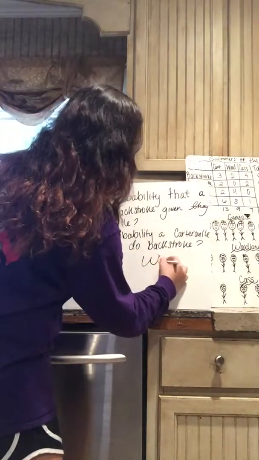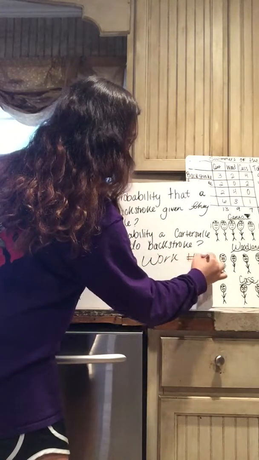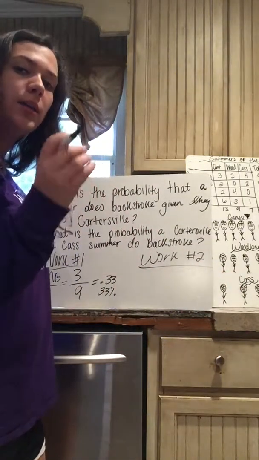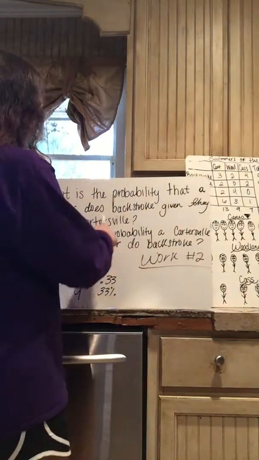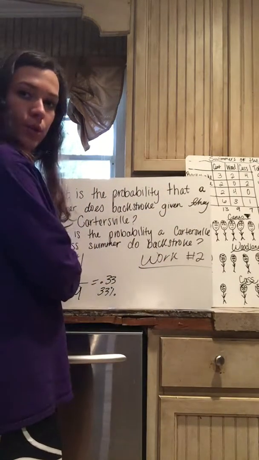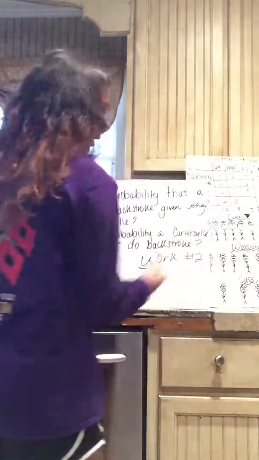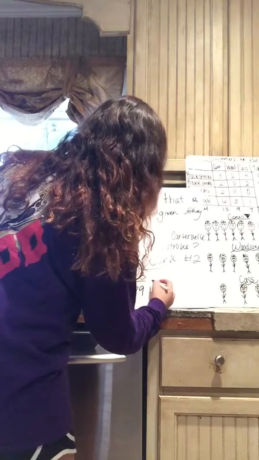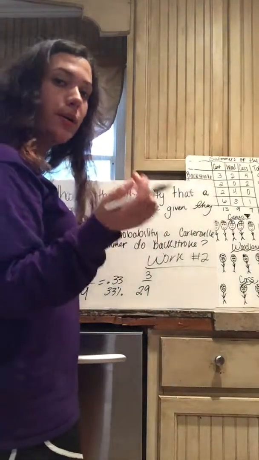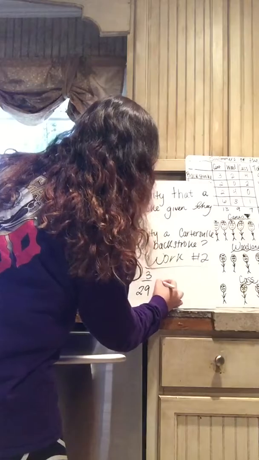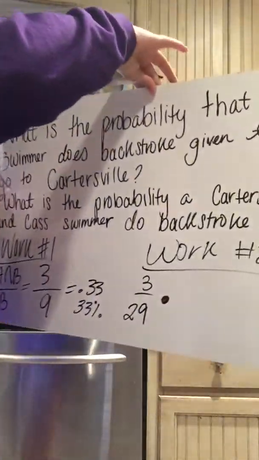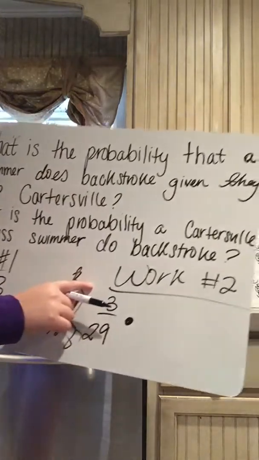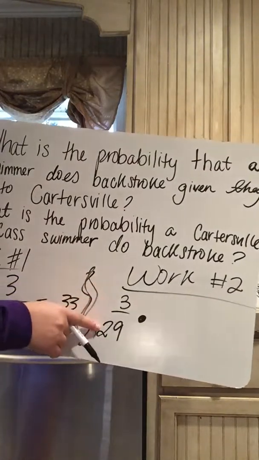So we're going to start with work number 2. And the formula for this one is basically just multiplying the 2 probabilities. So our first one is that a Cartersville swimmer, so we're going to look at the Cartersville, 3 over 29. And then because it says and, we're going to multiply. See? I have the beginning fraction. Let's do a little line right there to separate. This is the second problem. So we have 3 over 29.